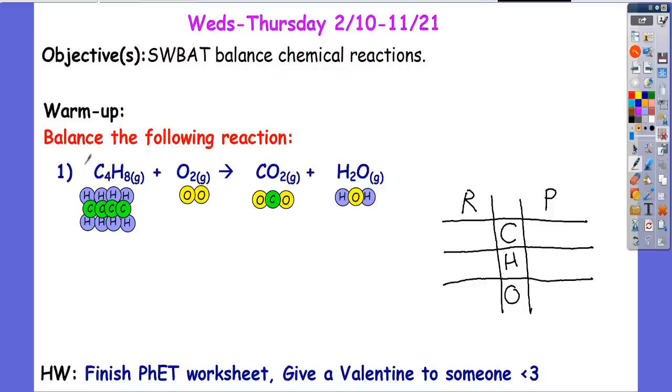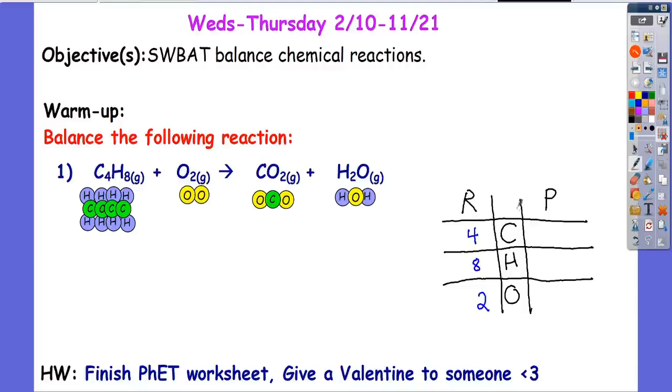So on my reactant side, I'm going to start with 4 carbons. I'm starting with 8 hydrogens. And I'm starting with 2 oxygens. And I want to point out there's 2 different ways you can find out these totals. You can count the individual atoms, or you can look at your subscripts. Remember, those subscripts add together to get to your total number of each atom.